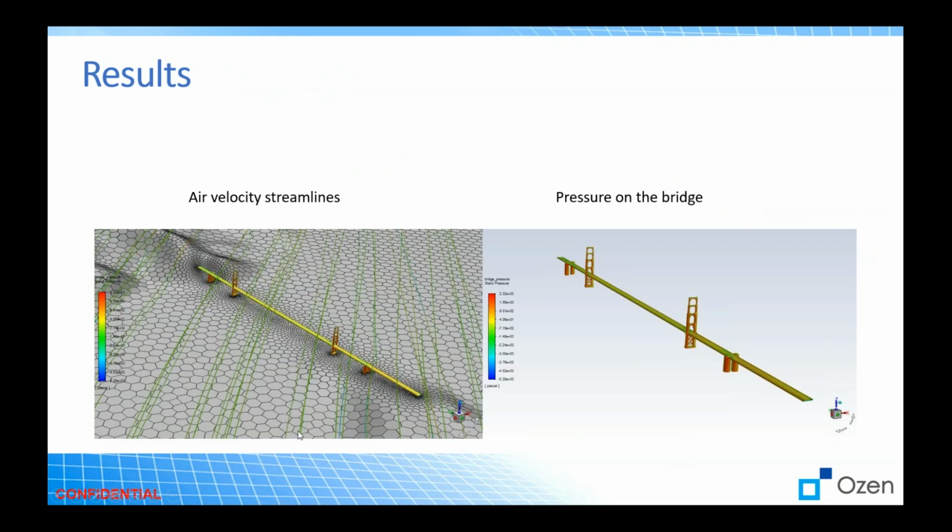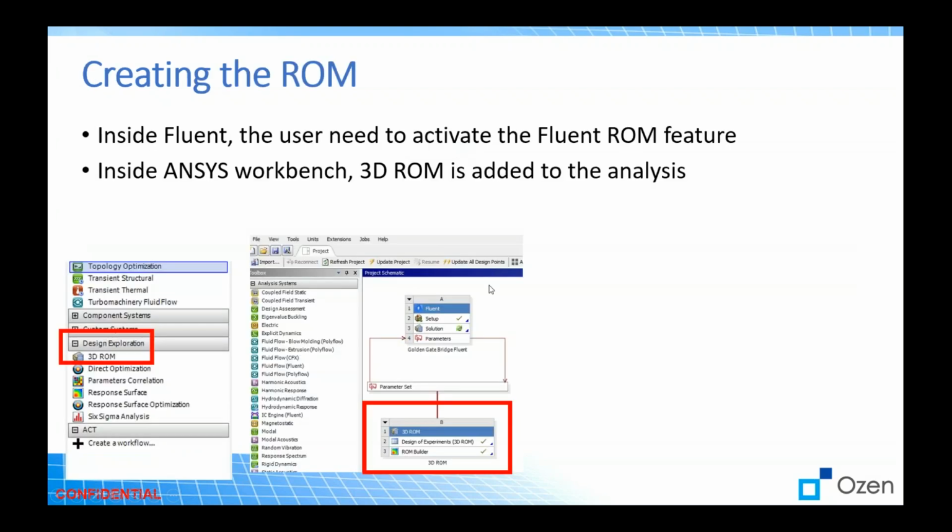This is a results visualization in the CFD tool. In CFD we're able to visualize air velocity streamlines as well as the pressure on the bridge. Once the simulation is done, we can export a ROM in Workbench.